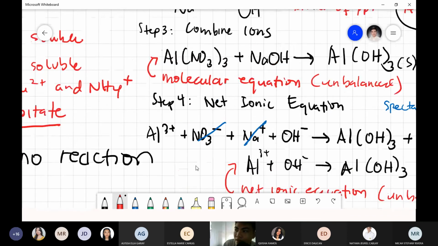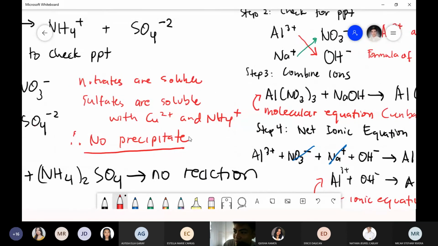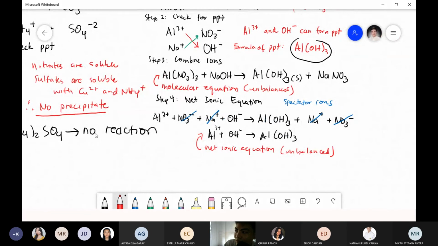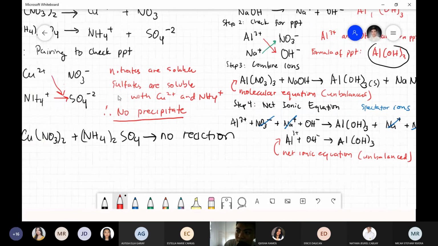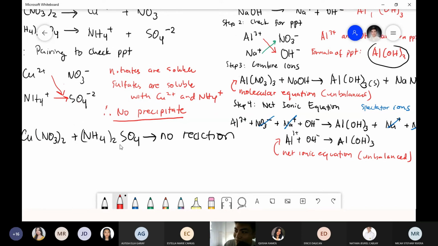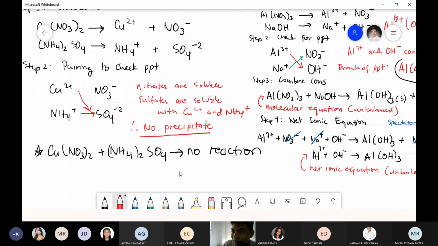Kapag wala kang precipitate na mabubuo, you cannot proceed with step 3 and 4. Okay? So, katulad nito, di ba? I stop sa step 2. Kasi kapag wala kang precipitate na mabubuo, wala kang malalagay dito sa step 3 and 4. Okay? Kasi mangyayari, when you combine the other pairs, basically magka-cancel out din sila. Okay? Pagdating mo sa part na to, pag sinulat mo pa rin yung mga ions na yon, they will all cancel out. Ibig sabihin, walang nag-form na precipitate.